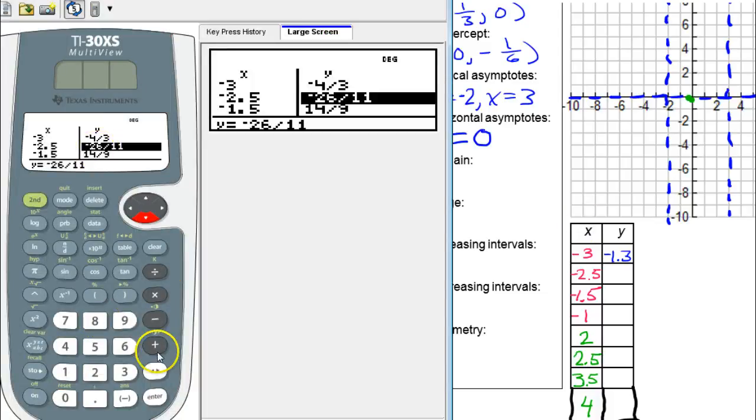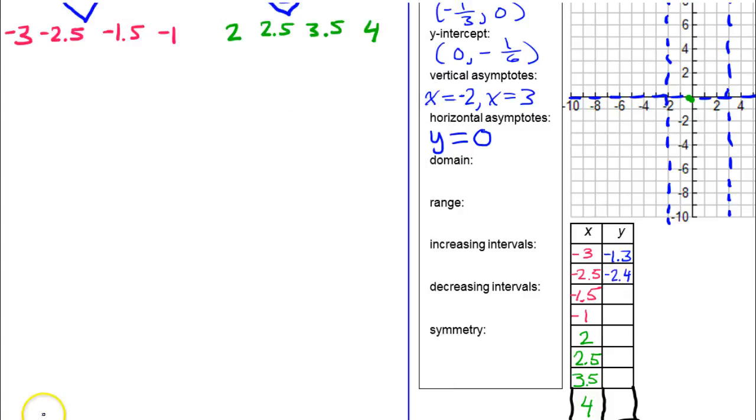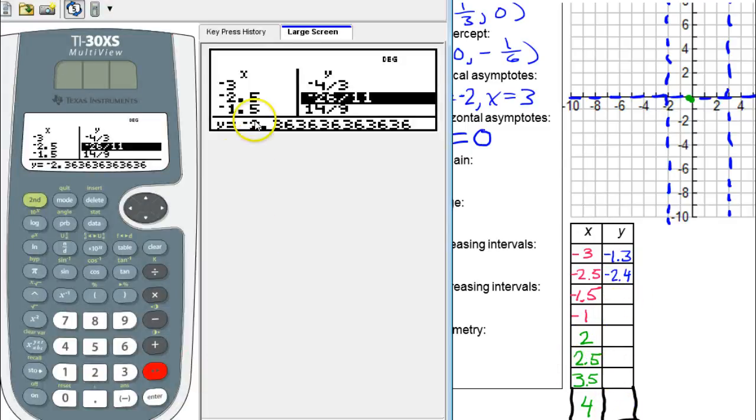I move down to the next one, toggle that as well. That's -2.4. I'm going to round up because the next number is a 6, so -2.4. And I'm just going to go ahead and find all of the y values in a similar way using the ask feature of my calculator. You don't need to watch me do those one at a time. I'm just going to do it off camera.